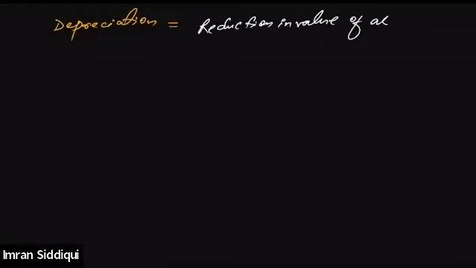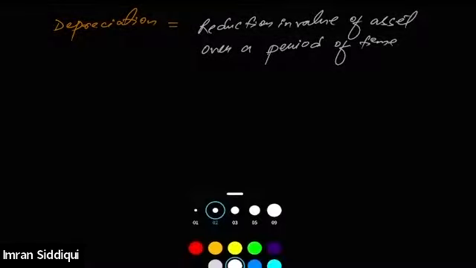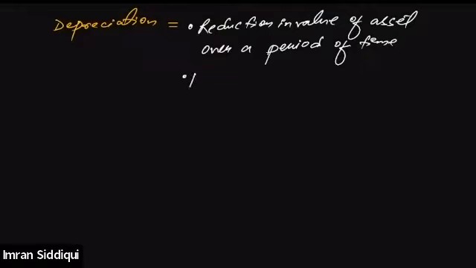Until now, I explained depreciation as the reduction in or fall in the value of the asset over a period of time. There could be various reasons. After that, I told you that depreciation is a permanent phenomenon. You just cannot ignore it or avoid it. It is permanent.